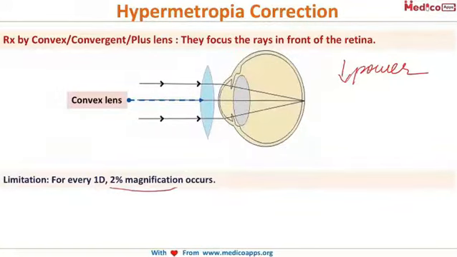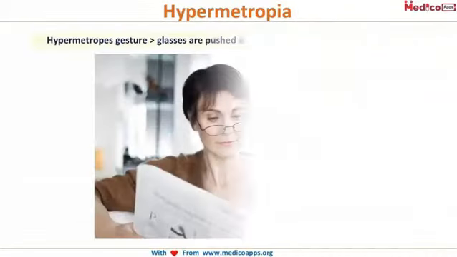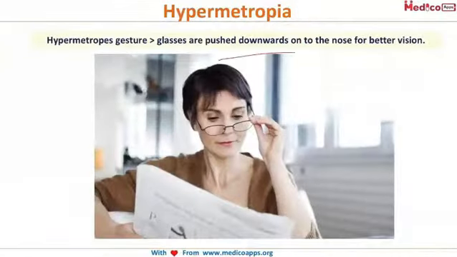There occurs 2% magnification as opposed to the minification in a concave lens. Convex lens causes 2% magnification of the image for every 1 diopter. So, if you give plus 10, there will be 20% magnification of the image, and the gesture is like this. They push the specs away onto the tip of the nose for a better vision, right?